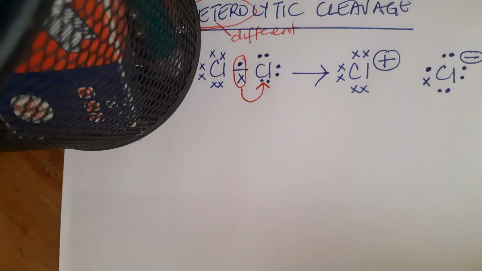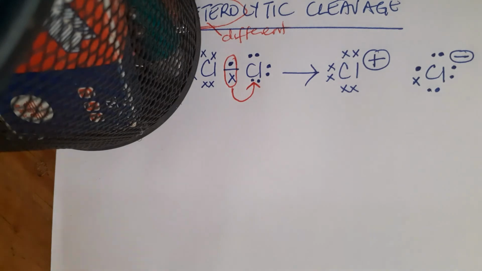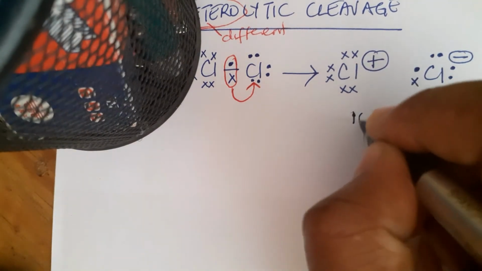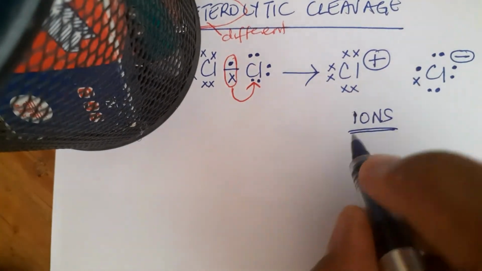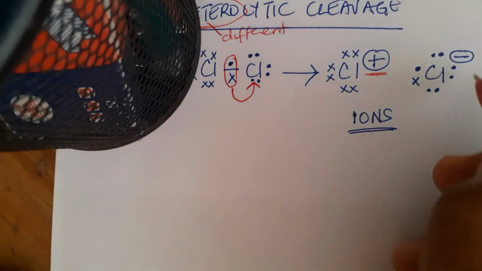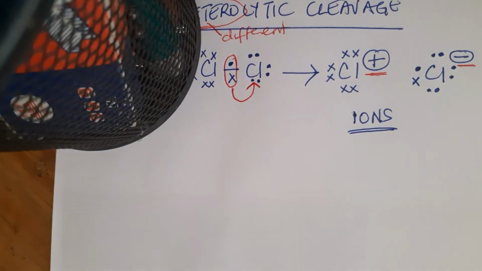So what you realize is that during heterolytic cleavage, you are always going to end up with ions. You'll end up with a cation, which is a positively charged ion, and an anion, which is a negatively charged ion. So during heterolytic cleavage, ions are always formed. Compare that to homolytic cleavage, in which radicals or neutral atoms were formed as a result of the breaking of the bond.